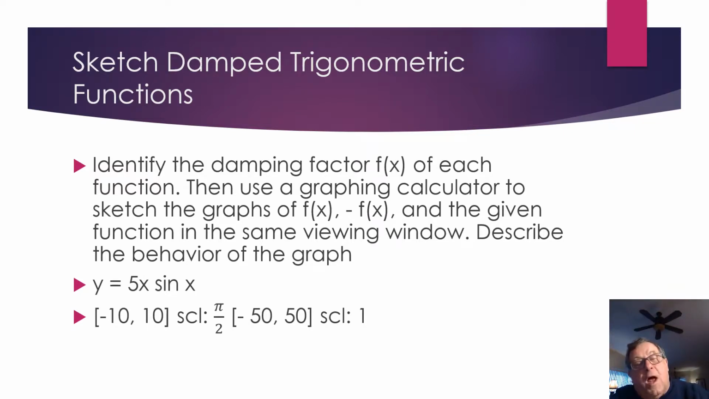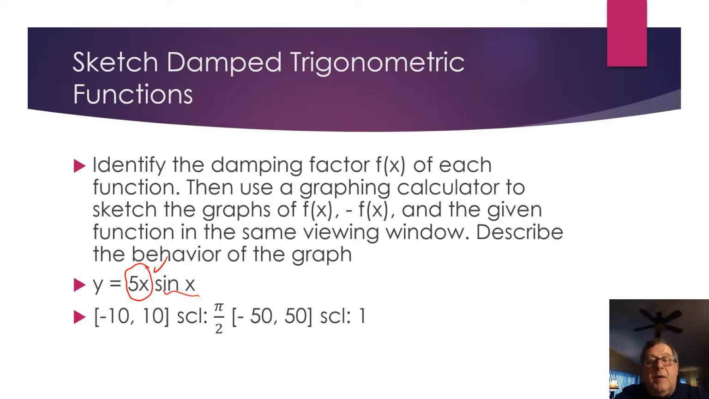Now, here we have a function, y equals 5x times the sine of x. Well, our damping factor is this function right here, 5x. This is the f of x being multiplied to the sinusoidal function. And so what we're going to do is graph the sine of x, and then graph 5x, and then negative 5x, which helps us see the damping effect of this function here.